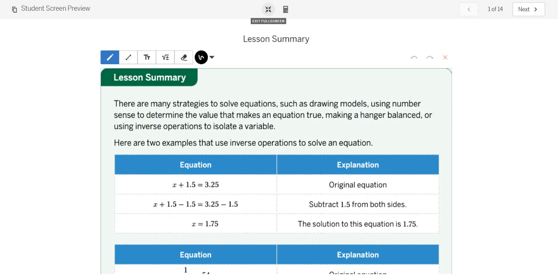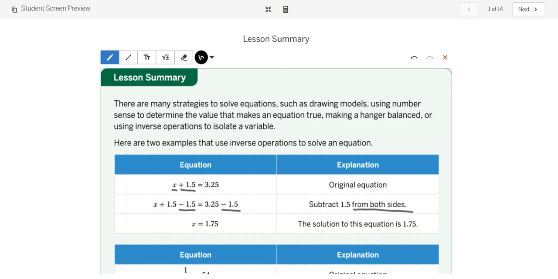Okay, so today in class we learned how to use inverse operations. You always look at the variable. In this case, it's x, and you ask, what are they doing to the variable? In this case, they're adding 1.5. How do we undo that? We subtract 1.5 from both sides.